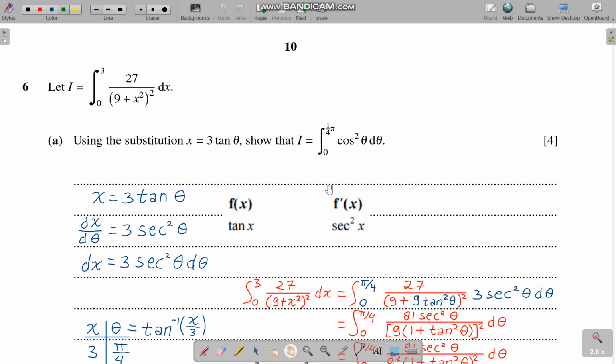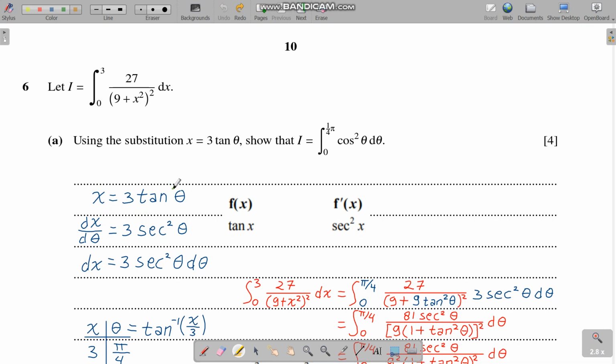Hello everyone, this question is about integration, but actually the first part is about differentiation. So we have to use substitution to turn this into this. We always start with the substitution x equals 3 tangent theta, and then we always find dx d theta.